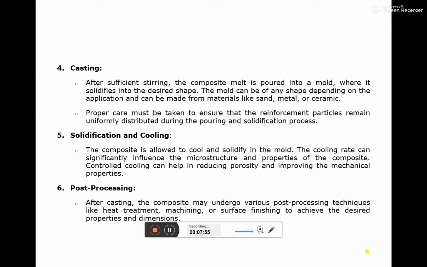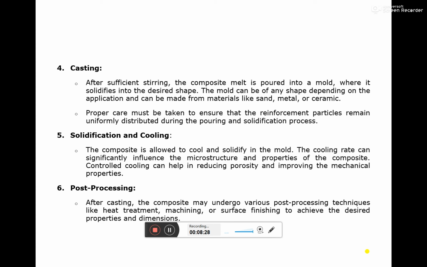And the fifth one is normal: once you pour the molten composite melt into the mold, after that we solidify that composite mixture. During that, this composite mixture is allowed to cool, and it will solidify in the mold. The cooling rate can significantly influence the microstructure and properties of the composite. Okay, and after that the last step is the post processing.